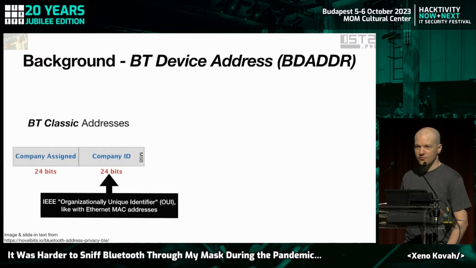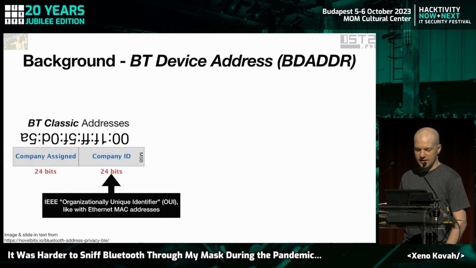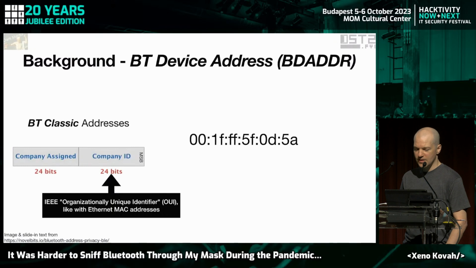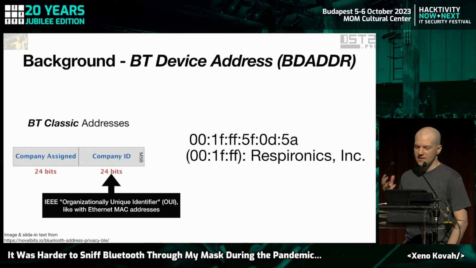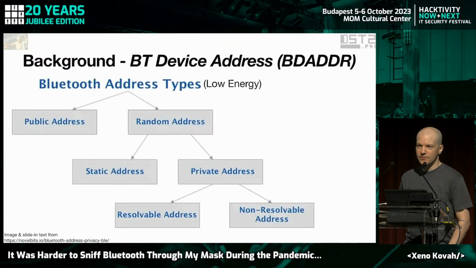So the top 24 bits are the IEEE OUI, Organizational Unique ID, that you're maybe familiar with. So it looks like that, and we can say based on that, okay, the top 24 bits say this is made by Responics Inc. Now for Bluetooth Low Energy, there's actually 4 different types of devices. There's first a single bit that says, is this a public address or is this a random address? And then of the random, there are 3 variants.